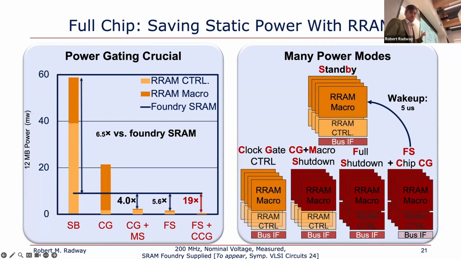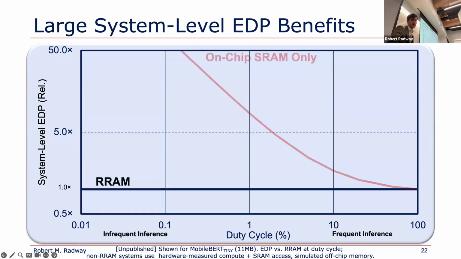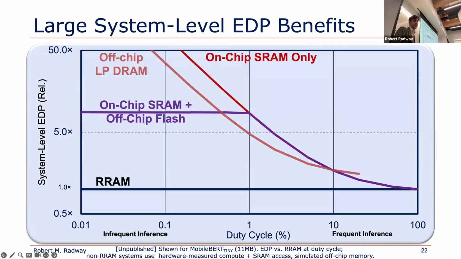So this was to go back to that idea of power gating as a way of saving inter-inference, and then I'll talk about within each inference how much energy we saved. So we can look at taking RRAM, SRAM, or off-chip flash. DRAM and SRAM require static power or refresh power. They're constantly leaking energy in order to keep the data around.